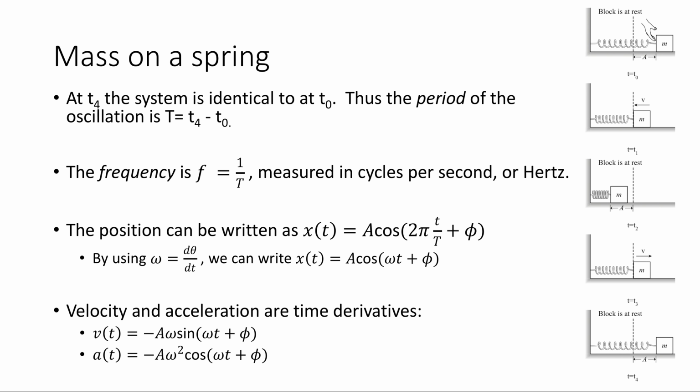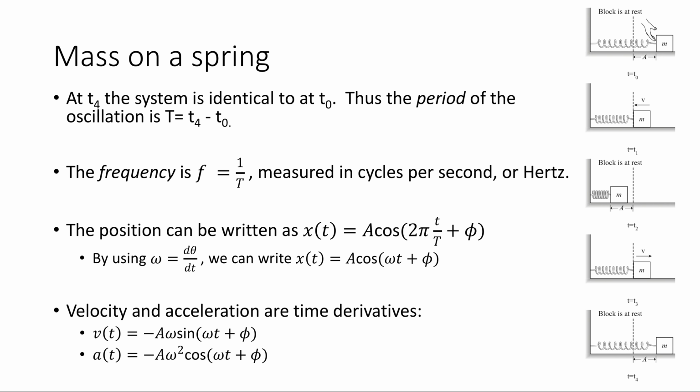Taking another time derivative, well, we know that the derivative of sine is cosine, so the derivative of minus sine is minus cosine. Again, we're taking a time derivative. Chain rule pulls out another factor of omega, so in the acceleration, there is a factor of omega squared.